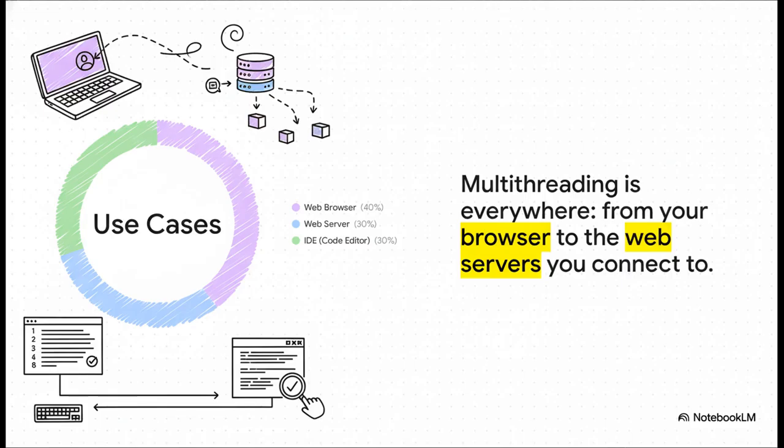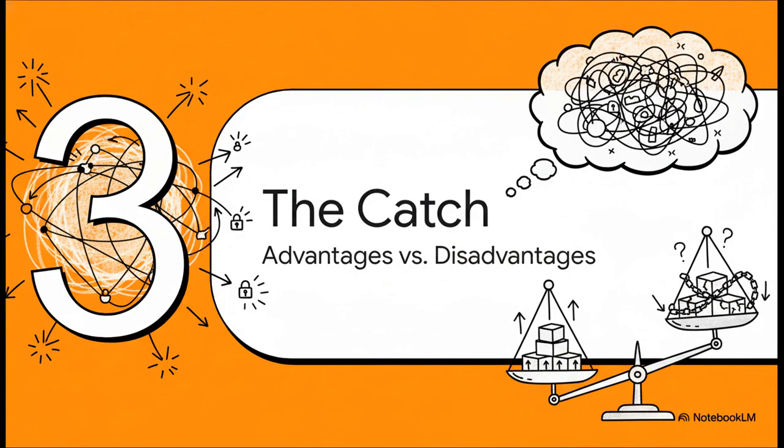The web server that the browser's talking to is probably spinning up a new thread for every single user request. Even the code editor that a developer uses depends on background threads for stuff like spell checking, just so that the typing experience stays perfectly smooth. So multithreading sounds like a silver bullet, right? It seems perfect. But with any really powerful tool, there's always a catch. And the very thing that makes threads so efficient, that shared memory, is also the source of their biggest dangers.